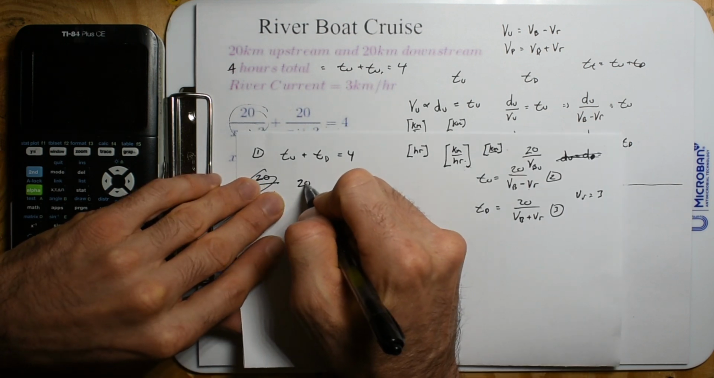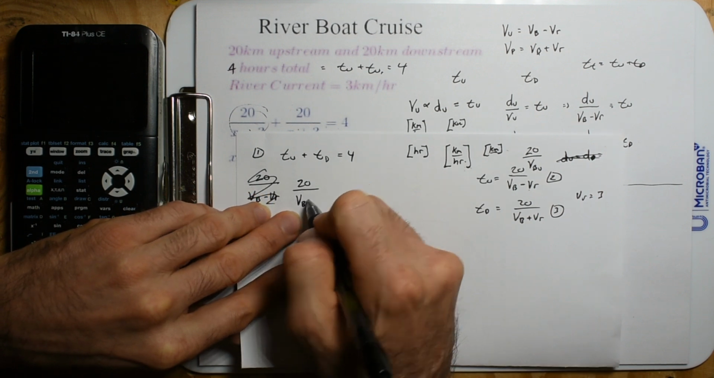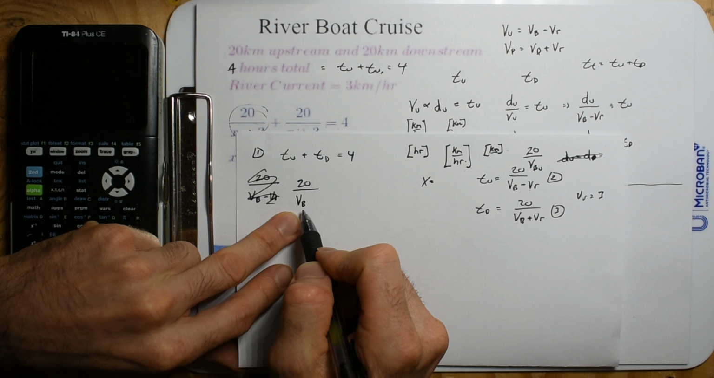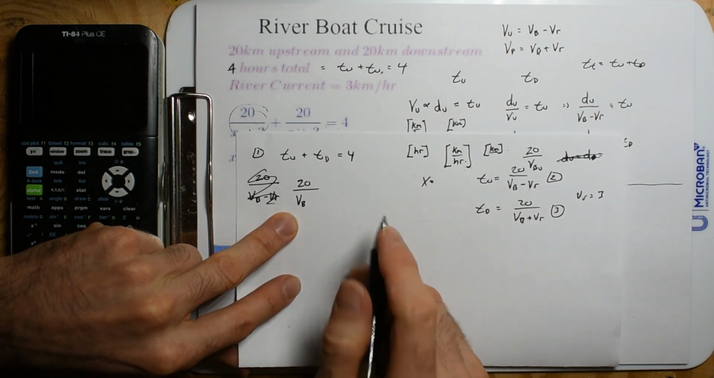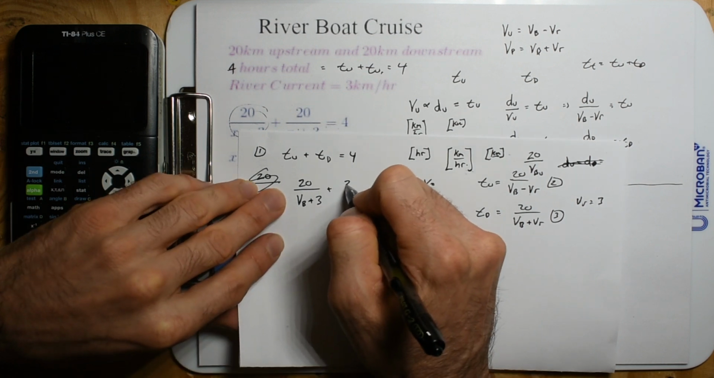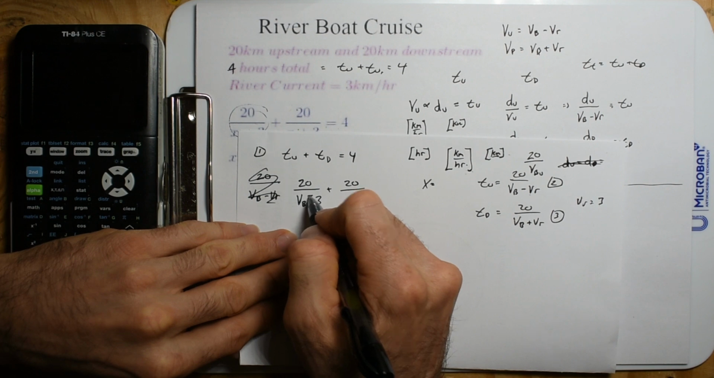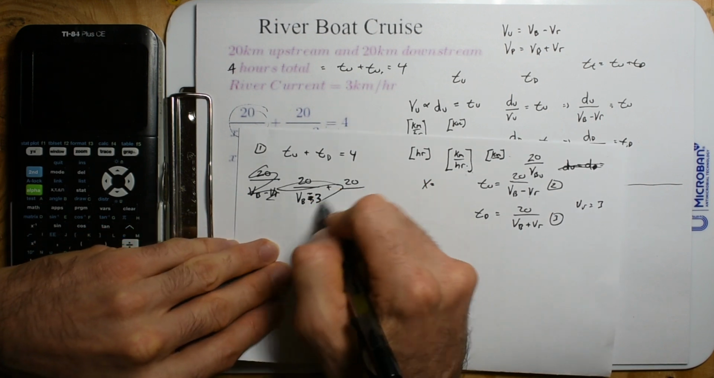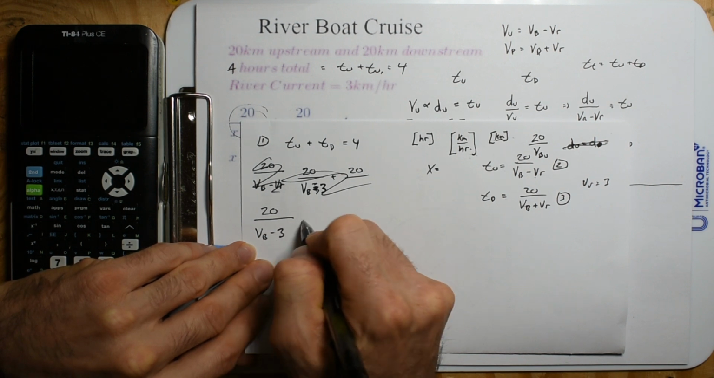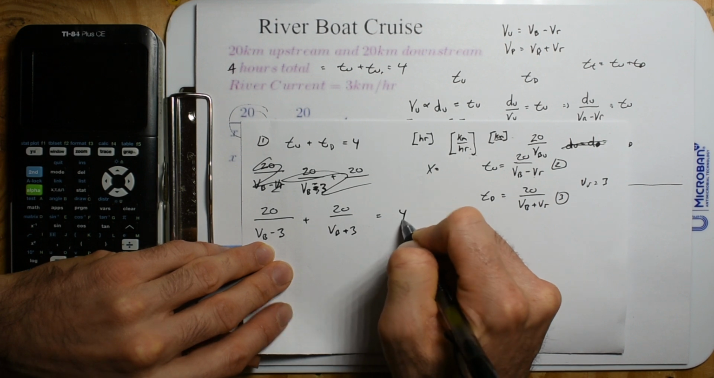Okay, so we have 20 divided by velocity of the boat. But we will keep this instead of x, because sometimes it's just nice to actually have a variable that you can see. Alright, so plus 3, and then we got 20. Oh, I apologize. No, this is the upstream. It's got to be minus. So we got minus 3. So we have 20 over velocity of the boat minus 3 plus 20 over velocity of the boat plus 3. This is equal to 4.